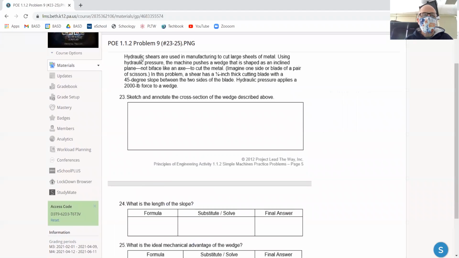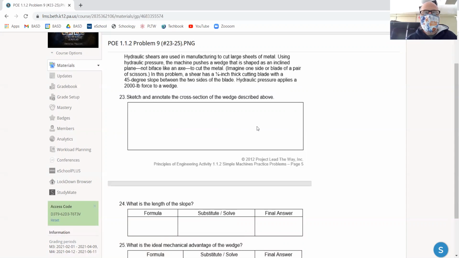In this problem, you see what it says. I guess I'll read it to you if that's not too condescending. Hydraulic shears are used in manufacturing to cut large sheets of metal. Hydraulic shears are like scissors, sort of. Using hydraulic pressure, the machine pushes a wedge that is shaped as an inclined plane, not bifacial like an axe. In other words, it's like a knife, but it's only angled on one side. I'll show you the picture that I drew in just a moment. To cut the metal, imagine one side or blade of a pair of scissors.